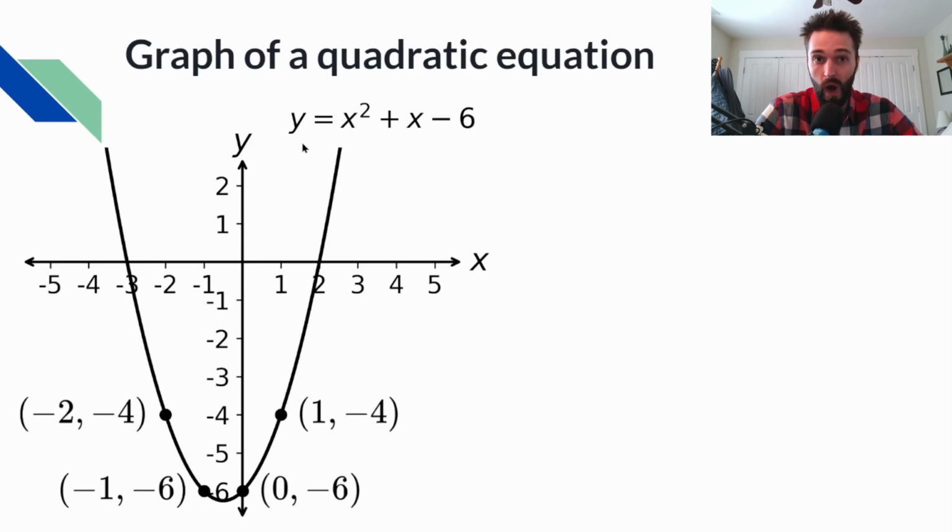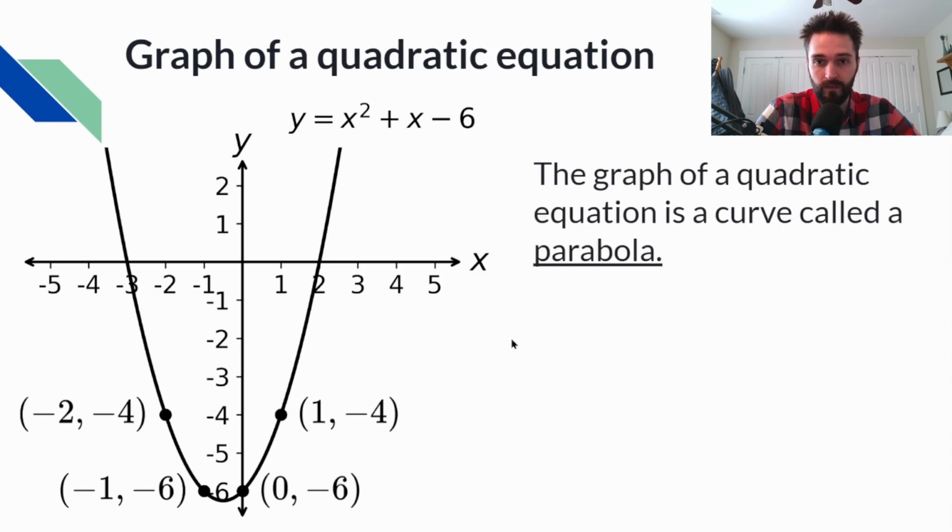What happens when we involve y in the equation? Right here we have the equation y equals x squared plus x minus 6. This equation is represented by this curve, right? Every single point that occurs on this curve is a set of x and y values that satisfy this equation up here, right? If we plug in this x value and this y value, we'll end up with a true equation, something like 3 equals 3. Okay? The graph of a quadratic equation is a curve called a parabola, right? That's what this curve is called.